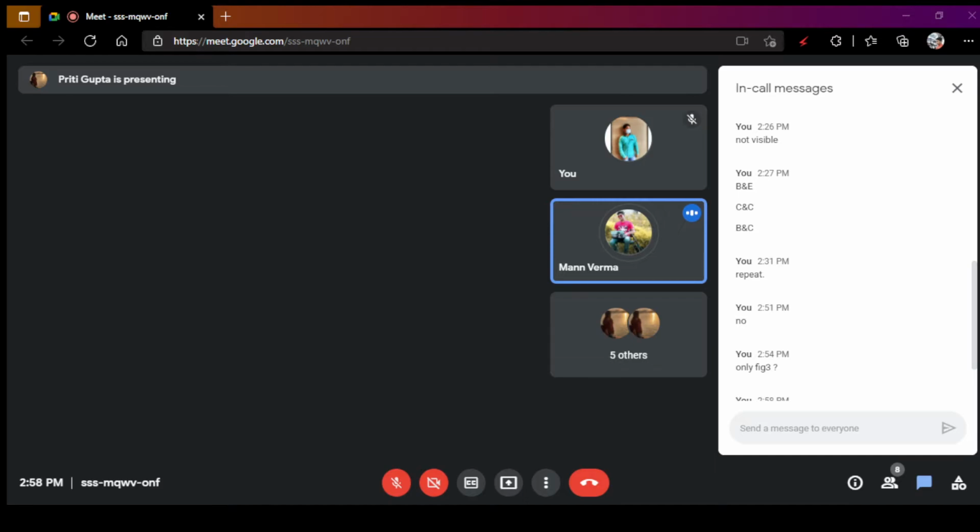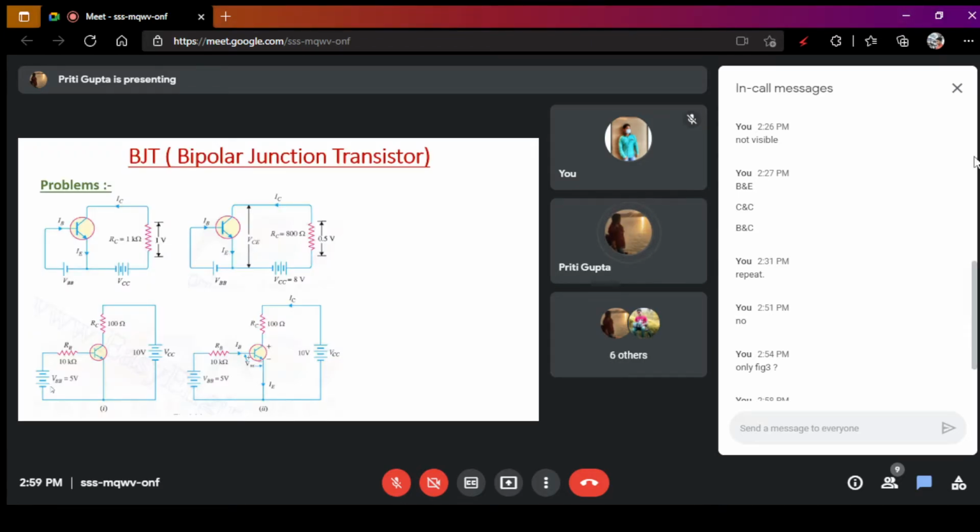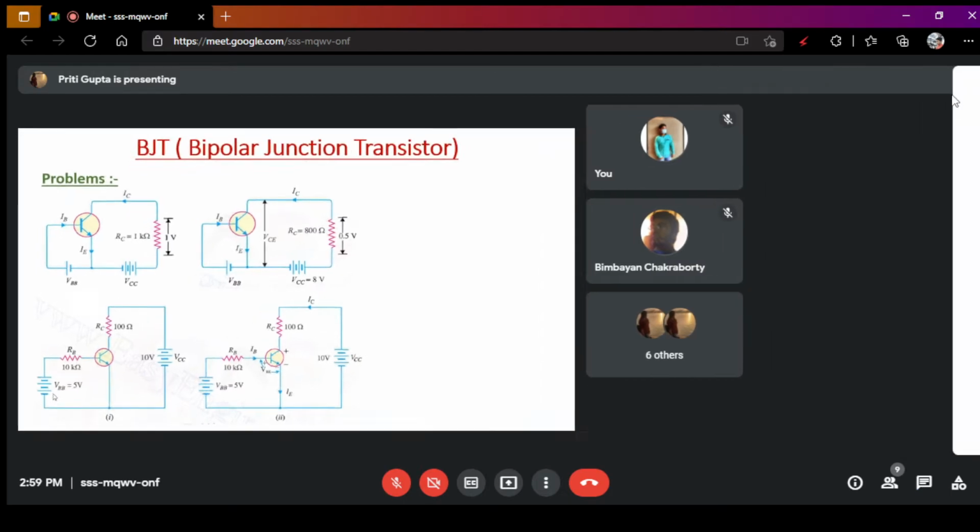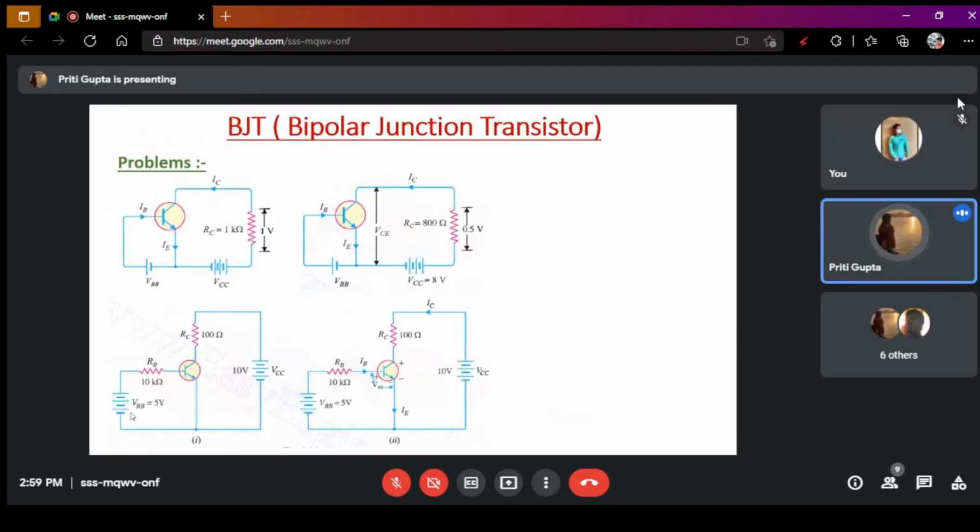Beta is equal to 150 now. Yes, beta equals 150. What about the rest of the students? Are you able to solve it, or do you also have problems? Problems are important, okay?